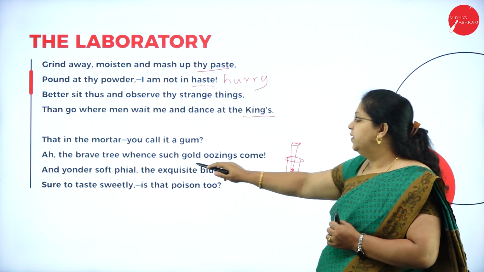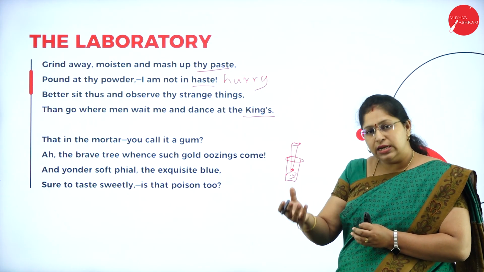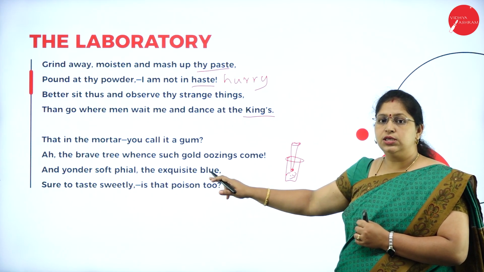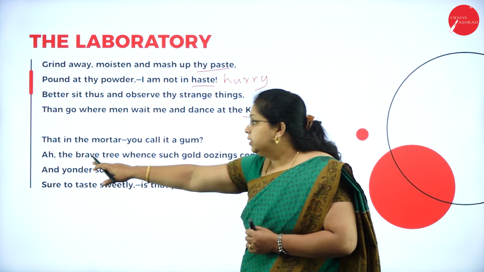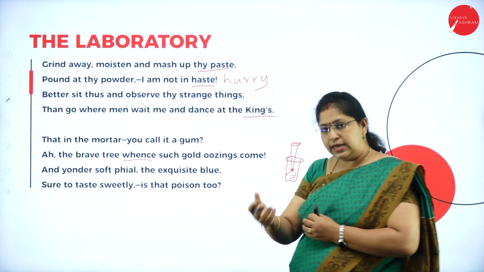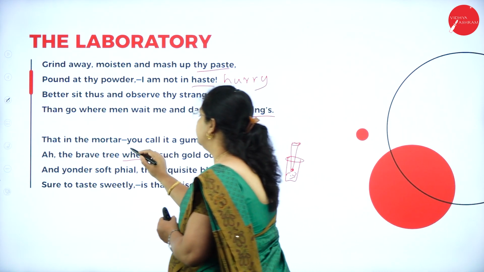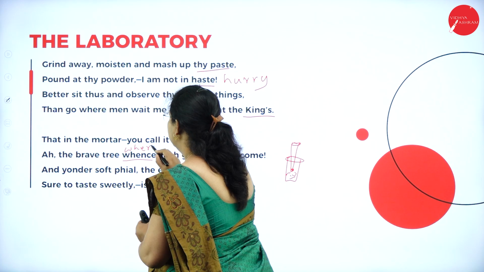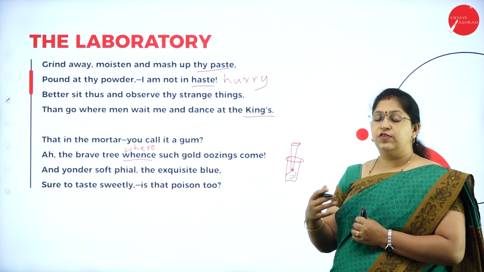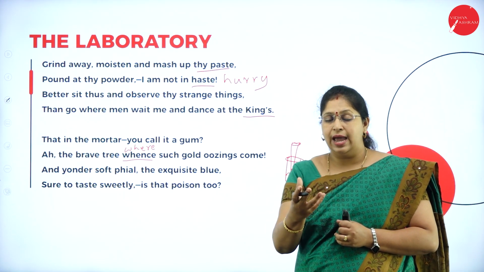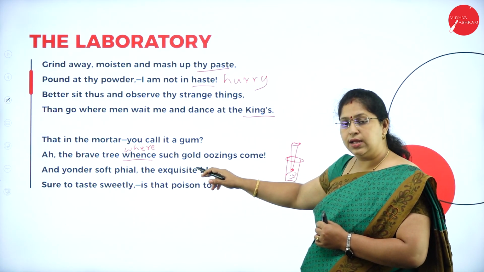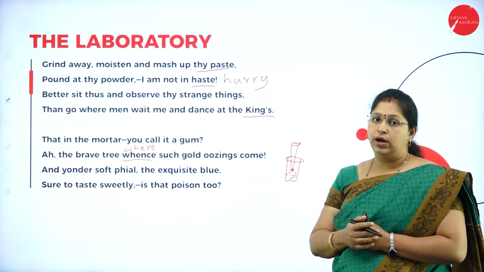"The brave tree whence such gold oozings come." So he has derived something from the tree. The sap of the tree is used here to prepare the poison. So she is praising the tree now. Whence means where, or the place of origin. Here in this poem, it means where. She is praising the tree, the brave tree from where this gold oozing has come, this sap, that liquid. It is not golden in color, but it is as precious as gold to her.